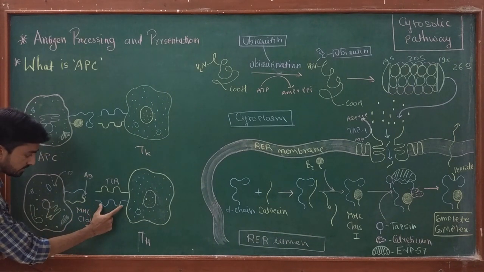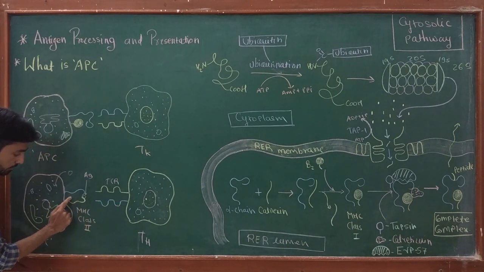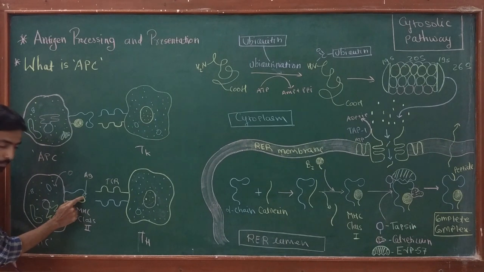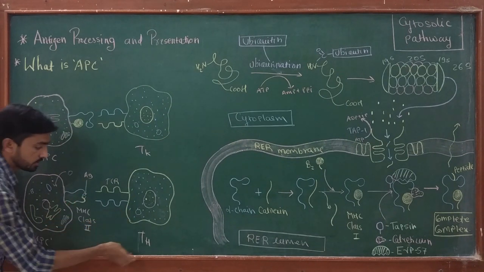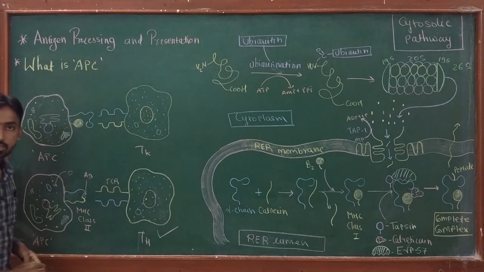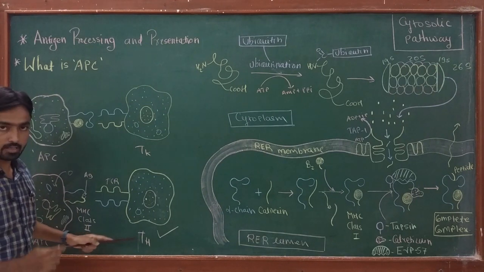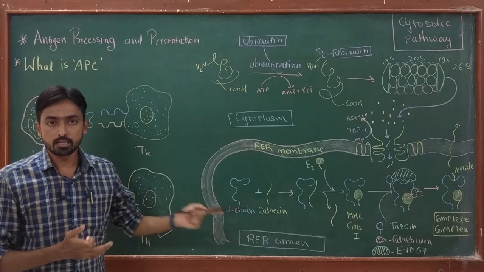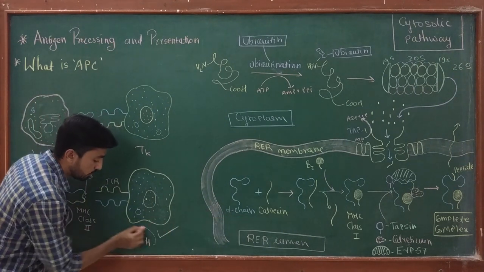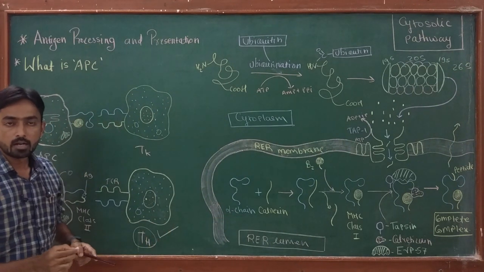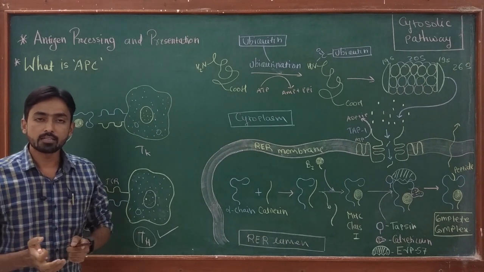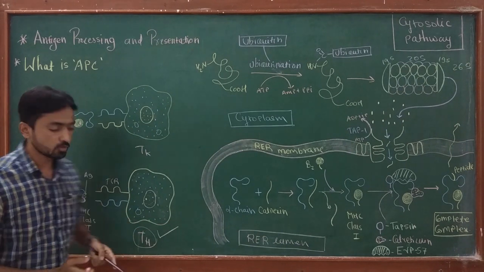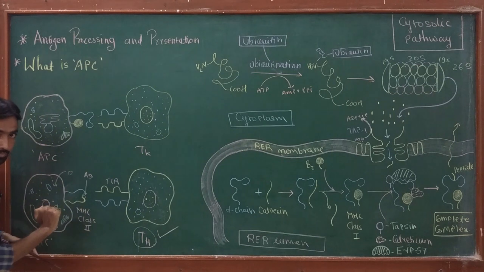Now once this TCR combines with the MHC class 2 antigen complex, the T helper cell gets activated, and we know that an activated T helper cell has the ability to activate both B cells and T killer cells. That means this is the cell responsible for developing humoral as well as cell mediated immune responses. This is all about the T helper cell.